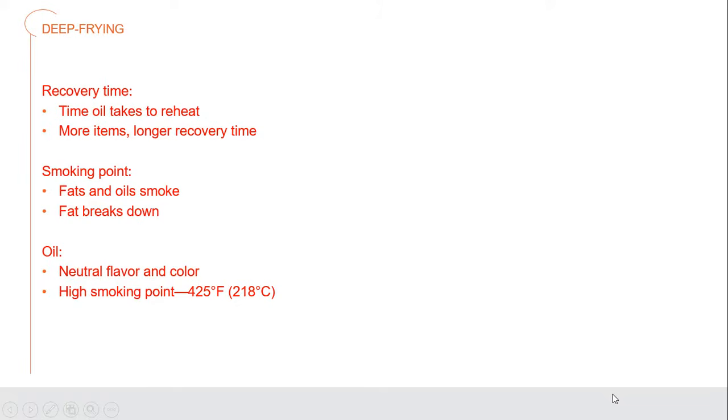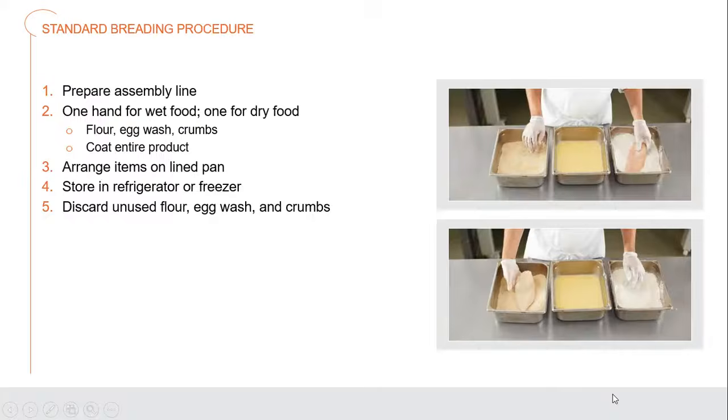Generally, most of the high quality oils that you use in a fryer will have about a 425 degree smoking point. You're looking for something with neutral flavor and color, because it's more about what you're putting into the fryer that gives you that base flavor to work with. But let's take a look at a standard breading procedure. How does this work?